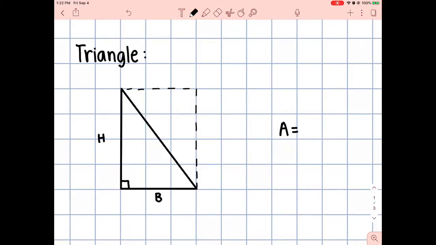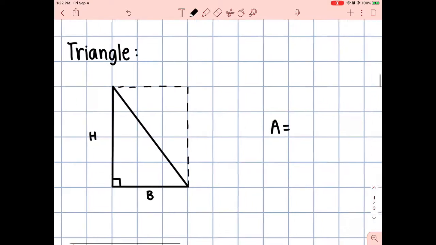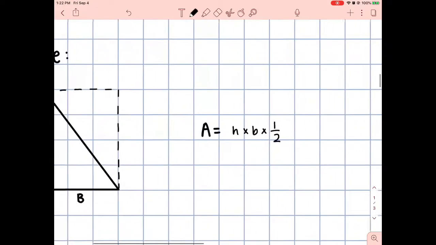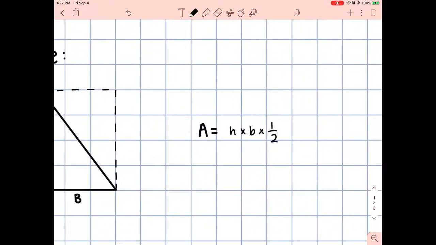Now, as you can see, the dimensions of this rectangle are actually the height and the base of the triangle, which means to find the area, we would multiply the height times the base. However, because the triangle is half of the rectangle, we're going to multiply this formula by 1/2. So this is the formula for a triangle.